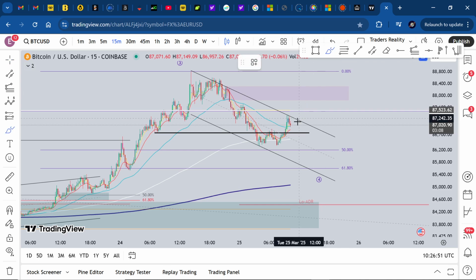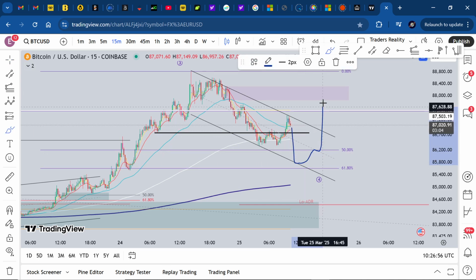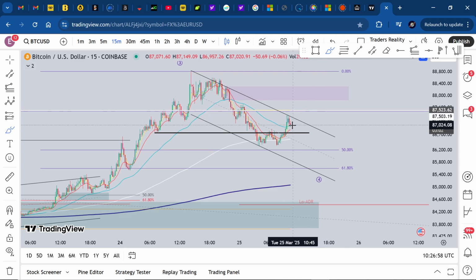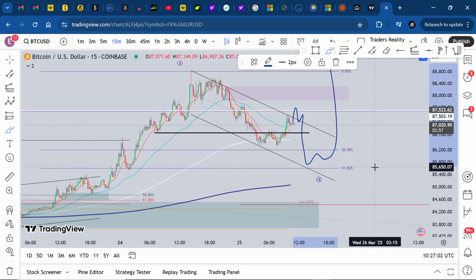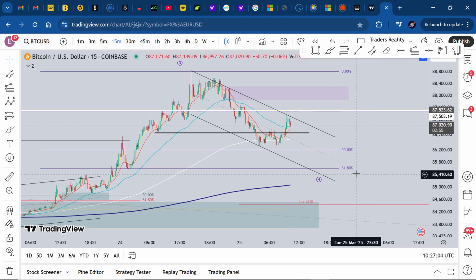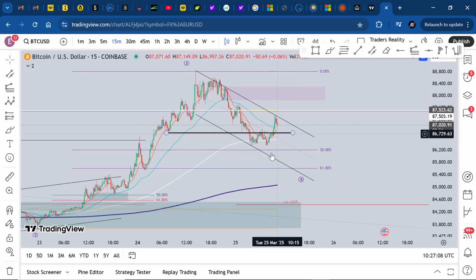And it's either we're going to get one of two things. We're going to get this, or we're going to get this. This is how I see it. Okay, so that's Bitcoin. That's the analysis I've got for Bitcoin. Just give it some time. Let's see if we get up here or if we come down here. And then we can trade accordingly.